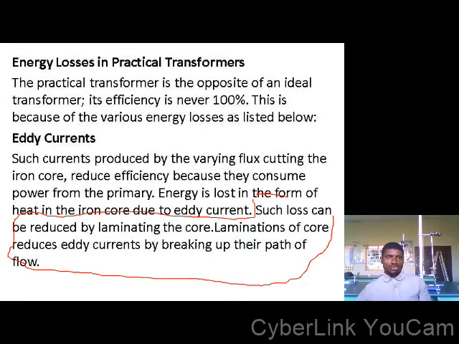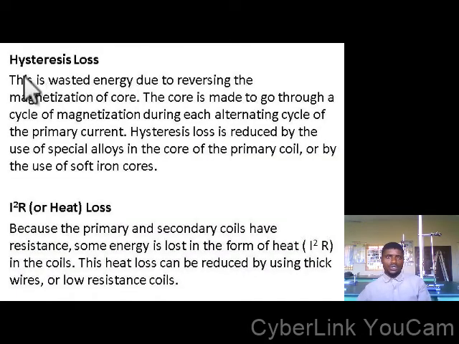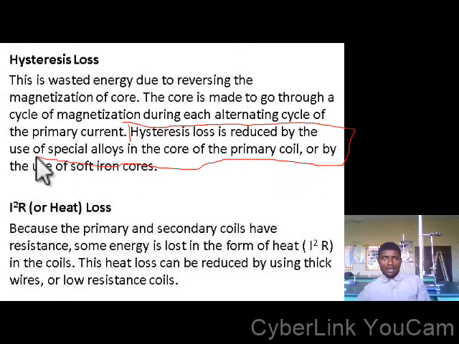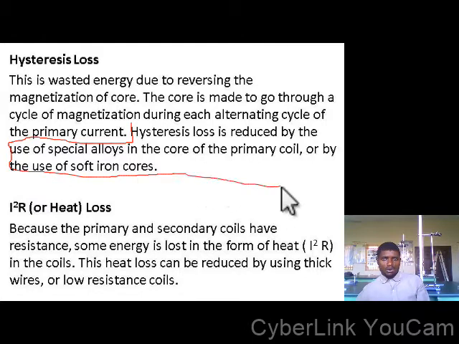Number two, hysteresis. This is a waste of energy due to reversing the magnetization of the core. The core is made to go through a cycle of magnetization during each alternating cycle of the primary current. This is a way out. Hysteresis loss can be reduced by using special alloys. So underline this. This is the way out. You are asked this in your exam. This is what you say.